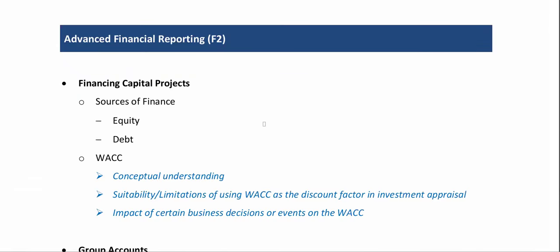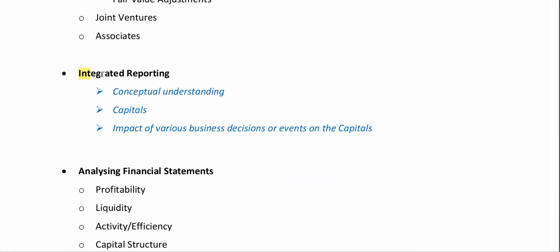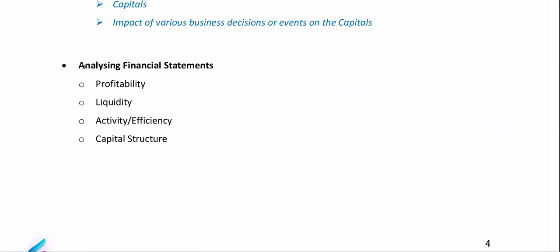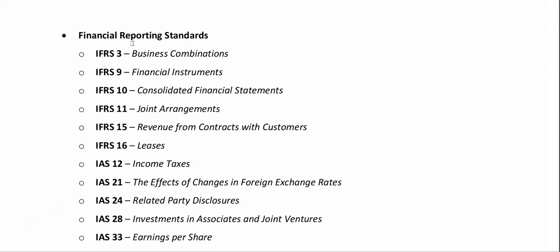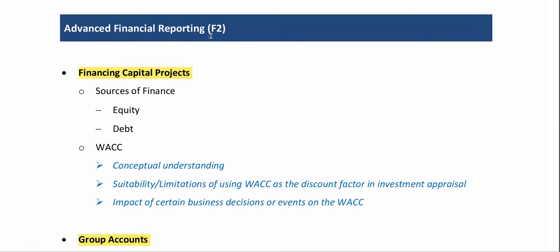So the F2 syllabus has 5 main syllabus components: financing capital projects, group accounts, integrated reporting, analyzing financial statements, also referred to as financial ratio analysis, and then financial reporting standards. So let's go through these 5 main syllabus areas one by one. And let's start with the first syllabus component, financing capital projects.